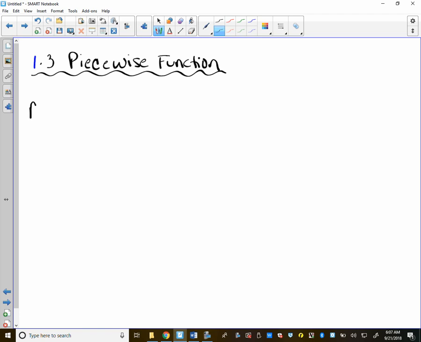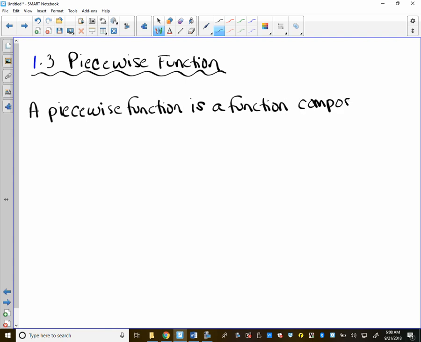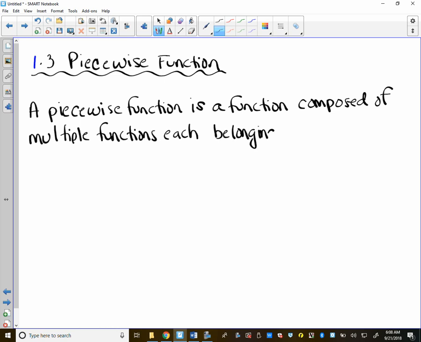So the definition is: a piecewise function is a function composed of multiple functions, each belonging to a part of the domain.